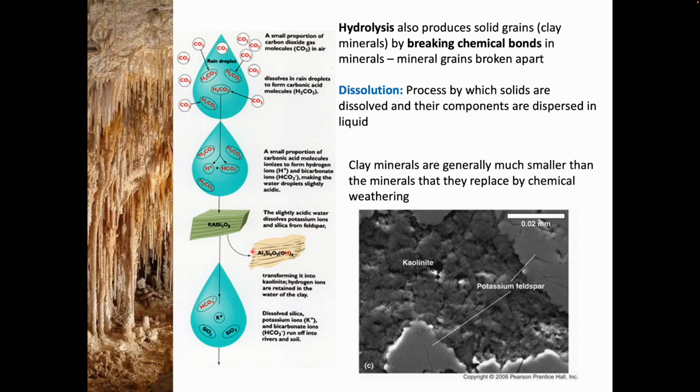Notice that the potassium is dissolved away. It becomes dissolved in the rainwater after passing through the mineral grain. And so does some silica. Silica and potassium dissolve fairly readily into water.